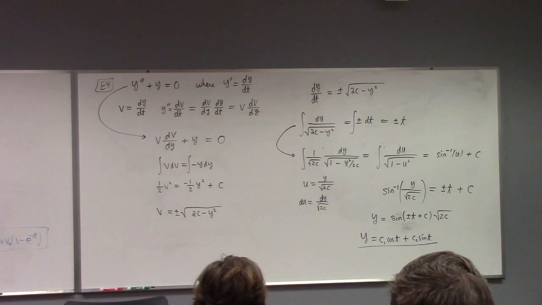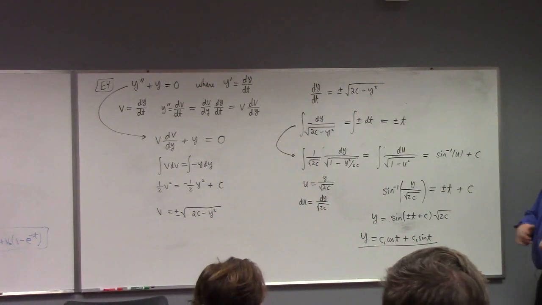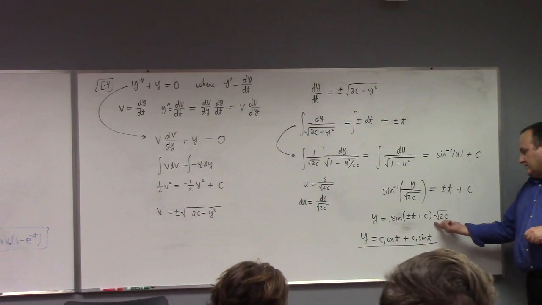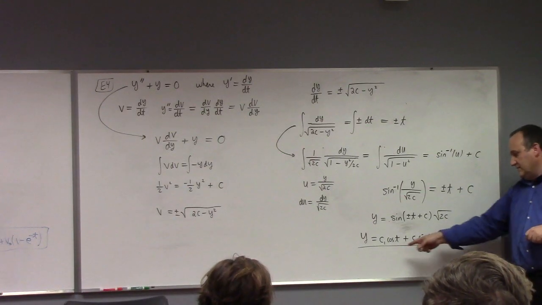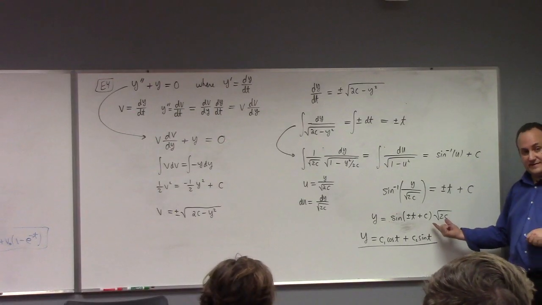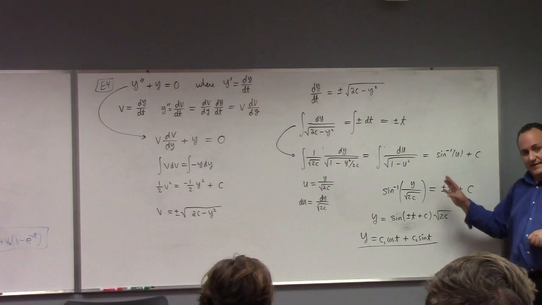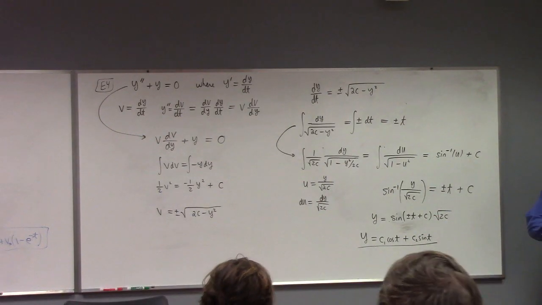Yeah. But the square root of 2c, what happens to that? Oh, it gets absorbed into the constants. Yeah. I mean, the significance of the square root of 2c is it's the amplitude of the solution. And so for c1 and c2, the square root of c1 squared plus c2 squared will be equal to the square root of 2c. That's the significance. That will bear out in the trigonometry if you go through it.